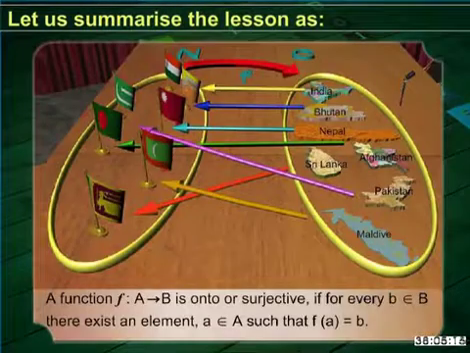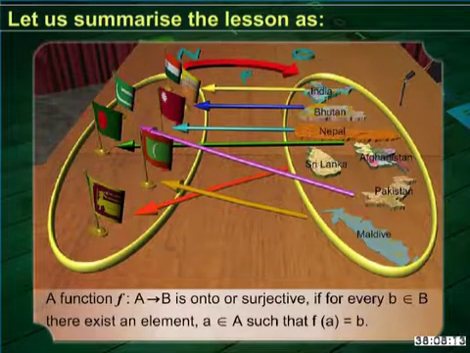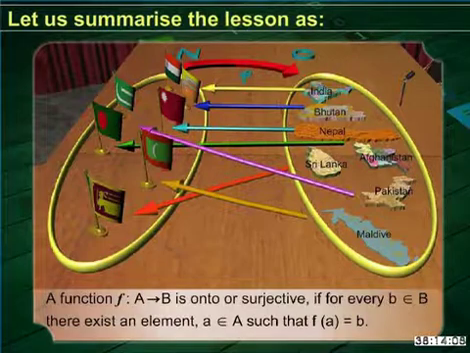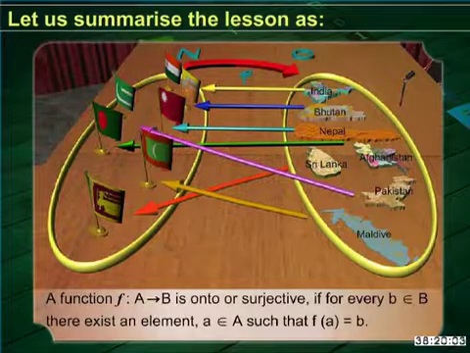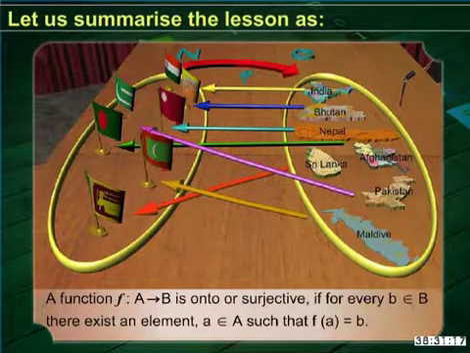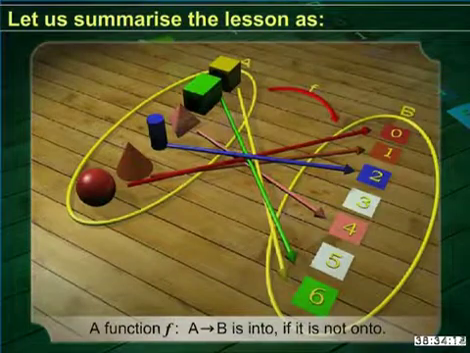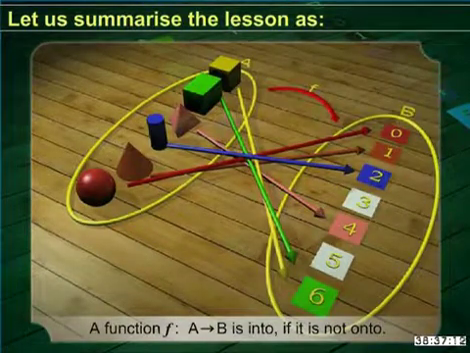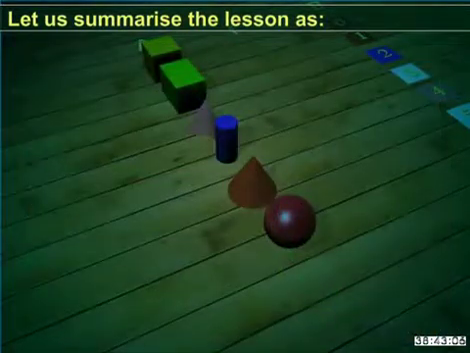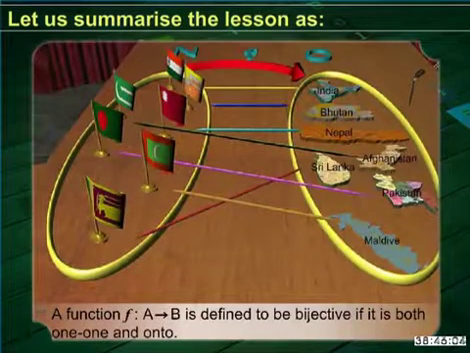Onto or surjective if every element in set B has at least one pre-image in set A. Thus, a function f from set A to set B is onto or surjective if for every b belonging to set B there exists an element a belonging to set A such that f of a is equal to b. Into function if there exists even a single element of set B having no pre-image in set A. Bijective if the function is both one-one and onto.